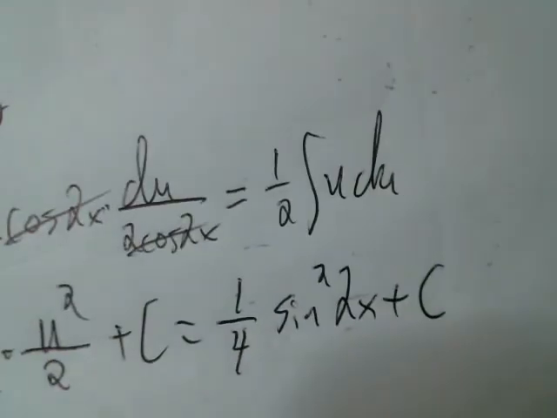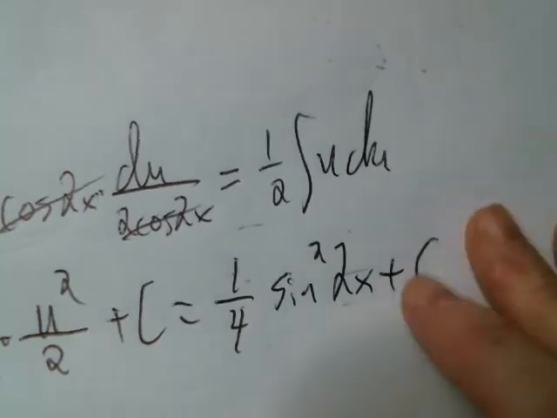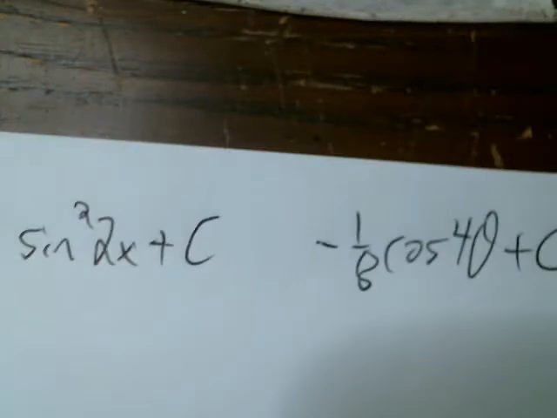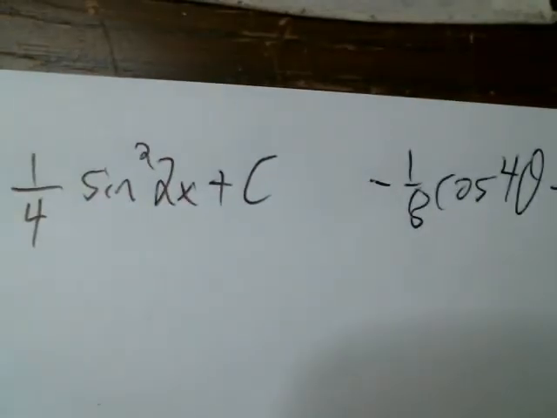So we're going to have to go into the world of trig. I need to get my trig book ready so I can remember my identities. Okay, so here we have some trig identities. How do I get from 1/4 sine squared 2x plus c to negative 1/8 cosine of 4 theta plus c? This is the question. How are those two equivalent?